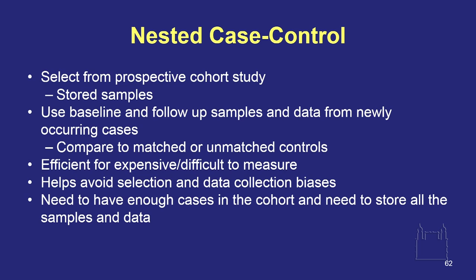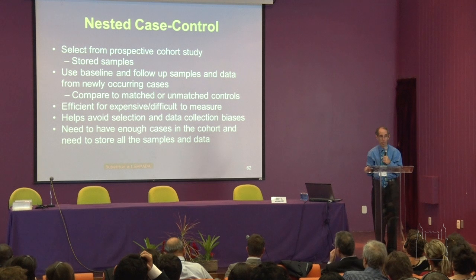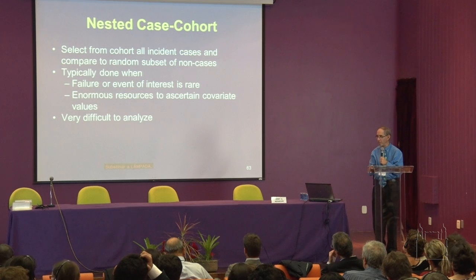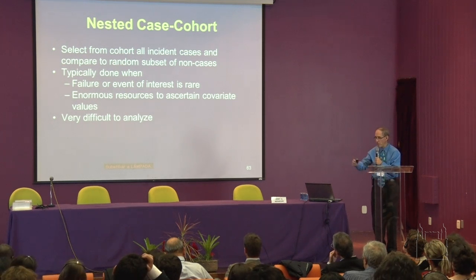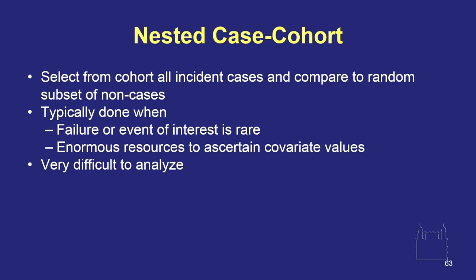So remember, the case control, you only need a small group. So you basically figure out who got this disease that you want to study, look at their biospecimens, and then just look at a smaller control group. And it's fairly inexpensive to do. Nested case cohort, I won't go into because it's kind of complicated.